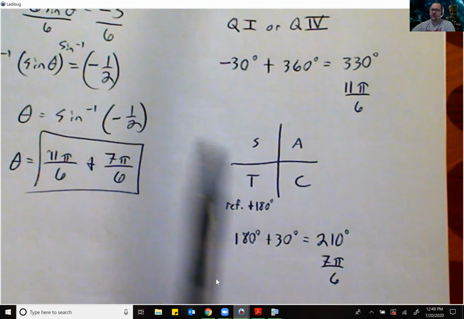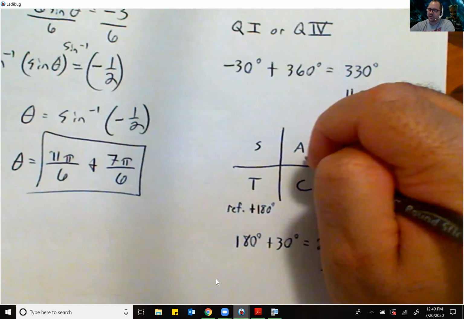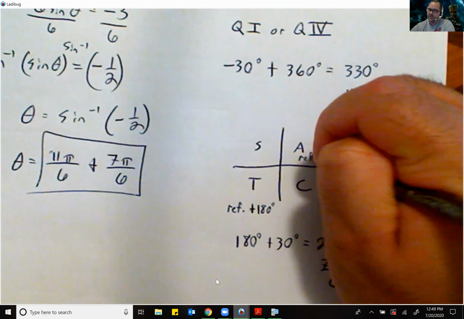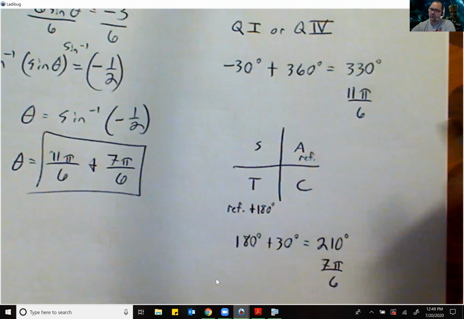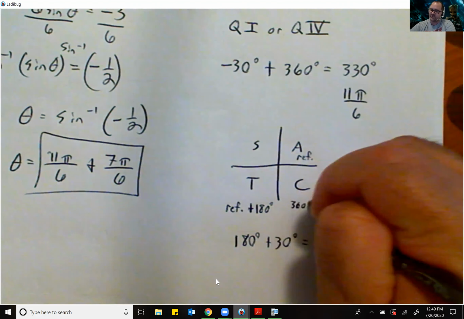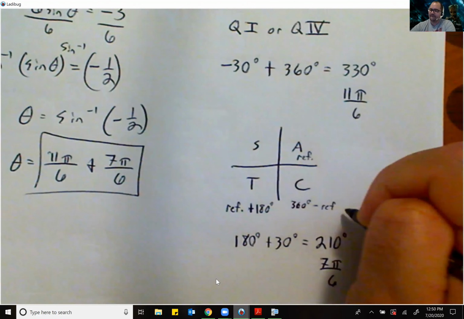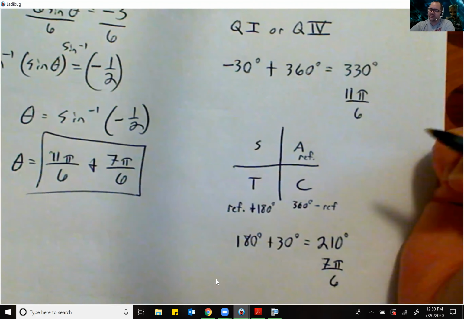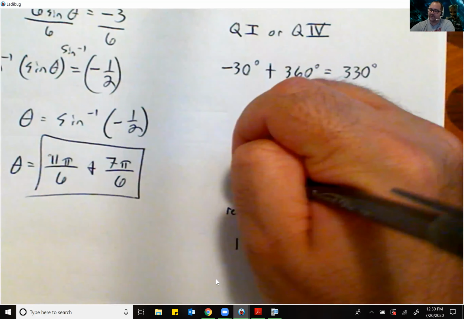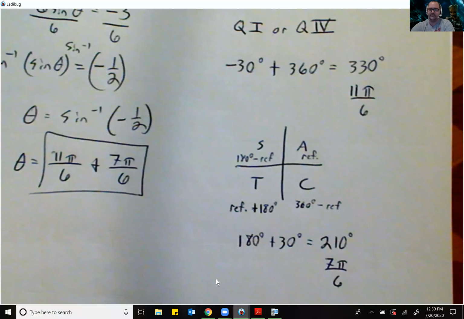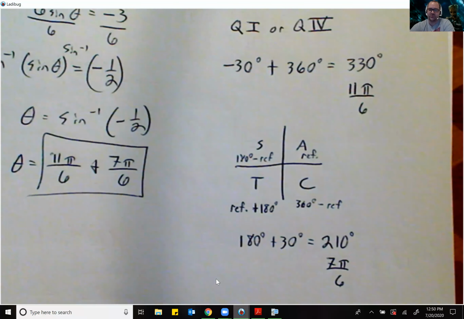Okay? If you are trying to find some other pieces, so if you're in quadrant 1, you just use the reference angle. If you were in quadrant 4, you would take 360 degrees minus the reference angle. If you were in quadrant 2, you would take 180 degrees minus the reference angle. Okay? To find that second angle depending on which quadrant you were in. Okay? All right.